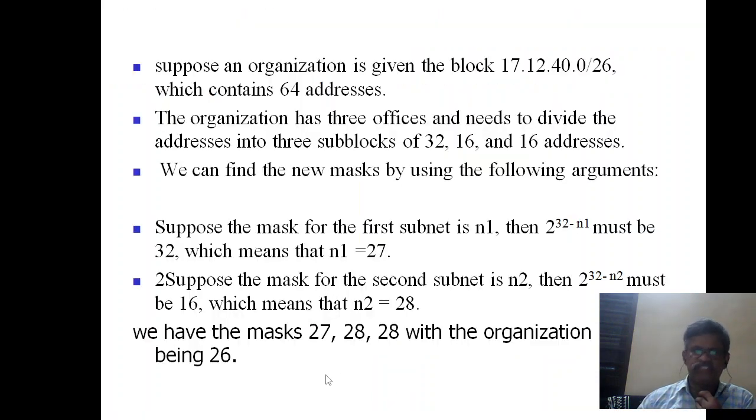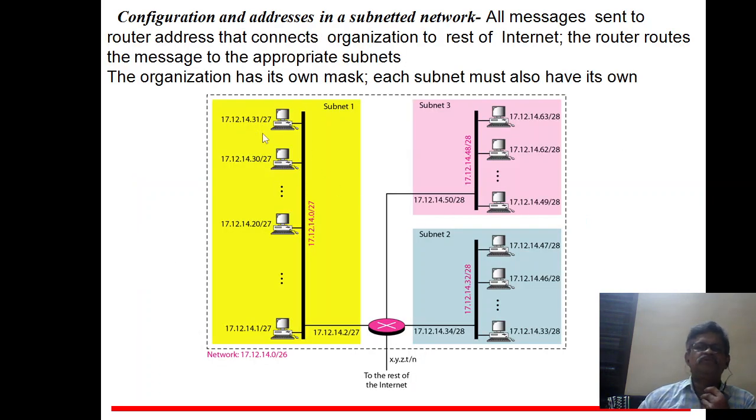So how do we do this? How is it done internally? We can find the new mask by the following arguments. The organization requirement is 16, 16, 32. So here, 32 addresses, 16, and 16.